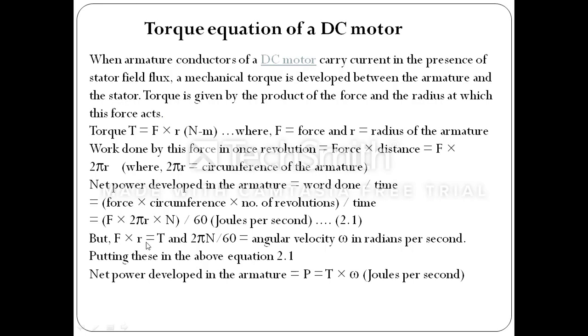But F into R, that is force into radius, is equal to torque T, and 2 pi N divided by 60 is equal to the angular velocity omega in radian per second. Now putting this value in equation 2.1, the net power developed in the armature P is equal to T into omega, which is in joule per second. So that is the net power.